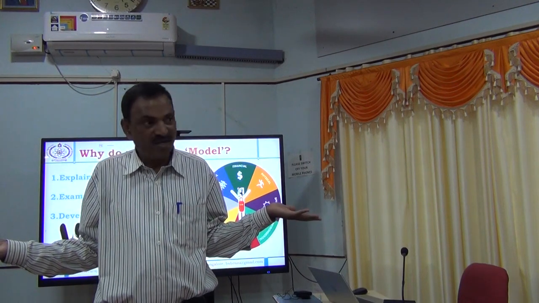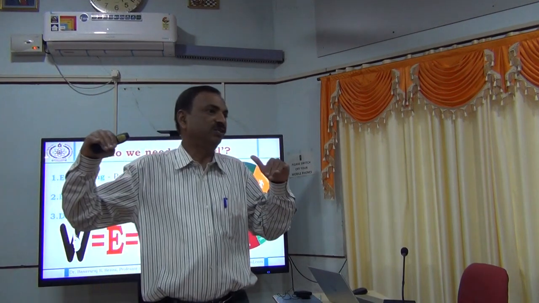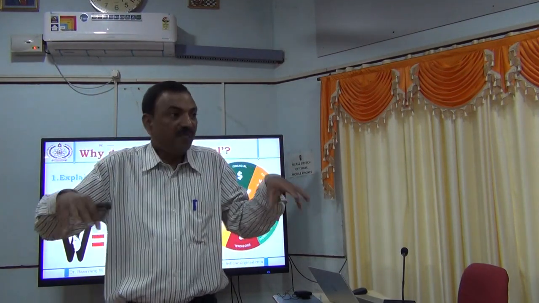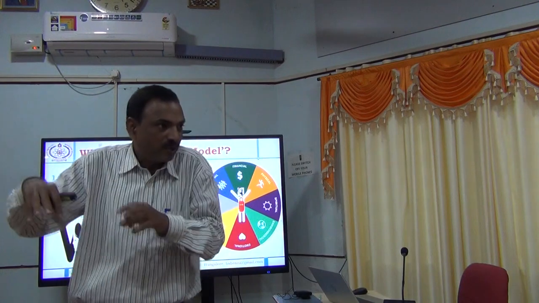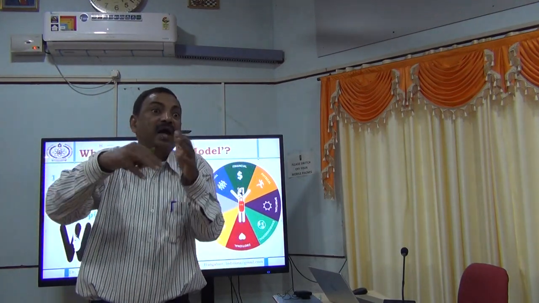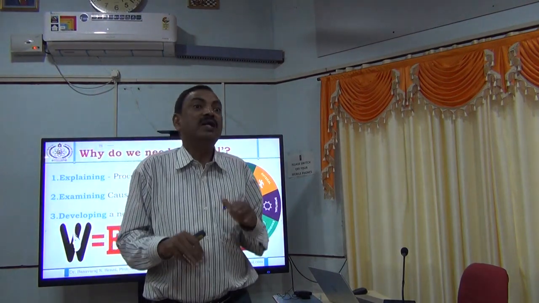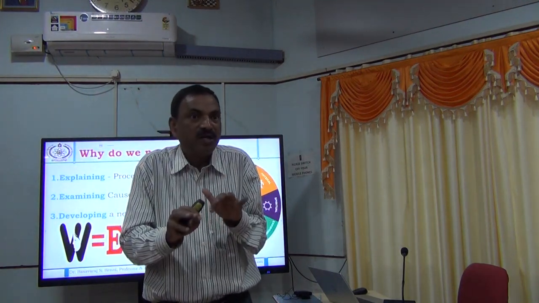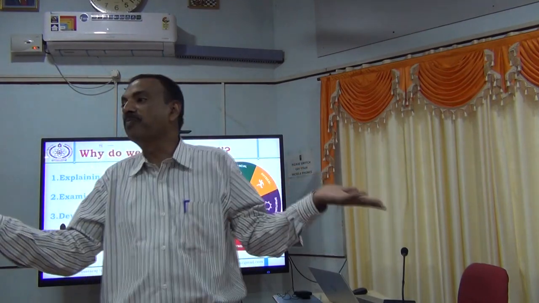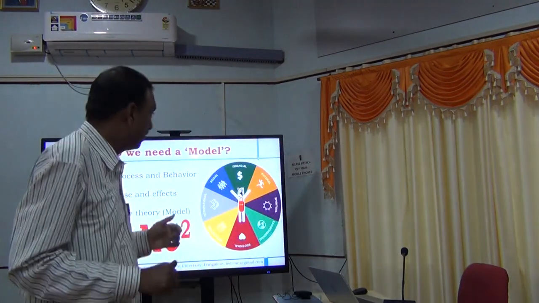I repeat in English what I told in Kannada. If the woman is good, the kitchen will be good. If the kitchen is good, quality food will be produced. Once quality food is produced in the home, in the kitchen, the health of the people at home is good. Once health of the people of the home is good, the productivity of the people increases, income increases and empowerment happens.